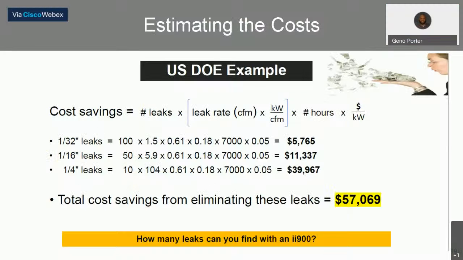How can you estimate some of these costs? Here's a US DOE example. If you look at the cost savings formula, if you want to go back to your high school or college algebra class, go forward, but we'll keep it simple. If you look at this first bullet point on your left, it's basically saying that if you have a leak with a diameter of 1/32 inches, and you have a quantity of 100 of those, that can cost you up to about $5,765. I believe that's per year.